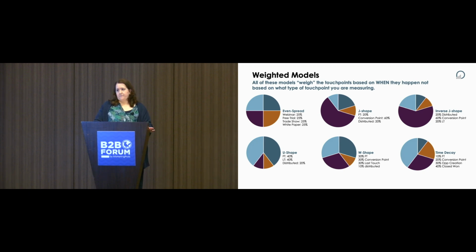Here's the thing, guys, and this is something that confuses a lot of people about multi-touch models: these models weigh the touch points differently based on when they happen, not based on the type of interaction that they are. So that means anything that you input into your model gets the same weight. It's only differentiated based on the timing. So this is where you're going to want to start thinking about the inputs to your model. And if the model's going to give the same type of attribution, you want to make sure every touch point indicates a similar amount of impact.